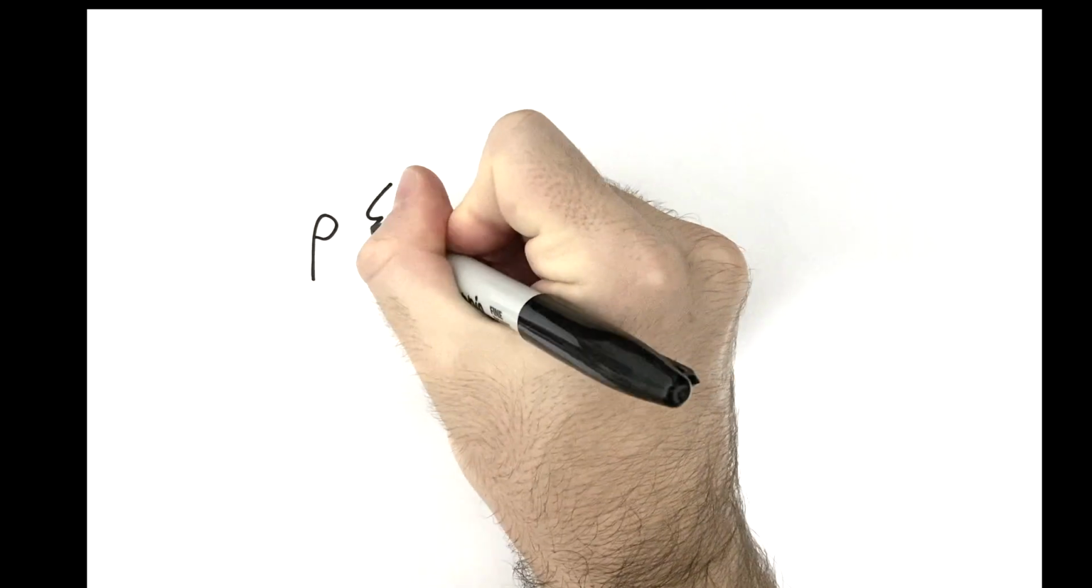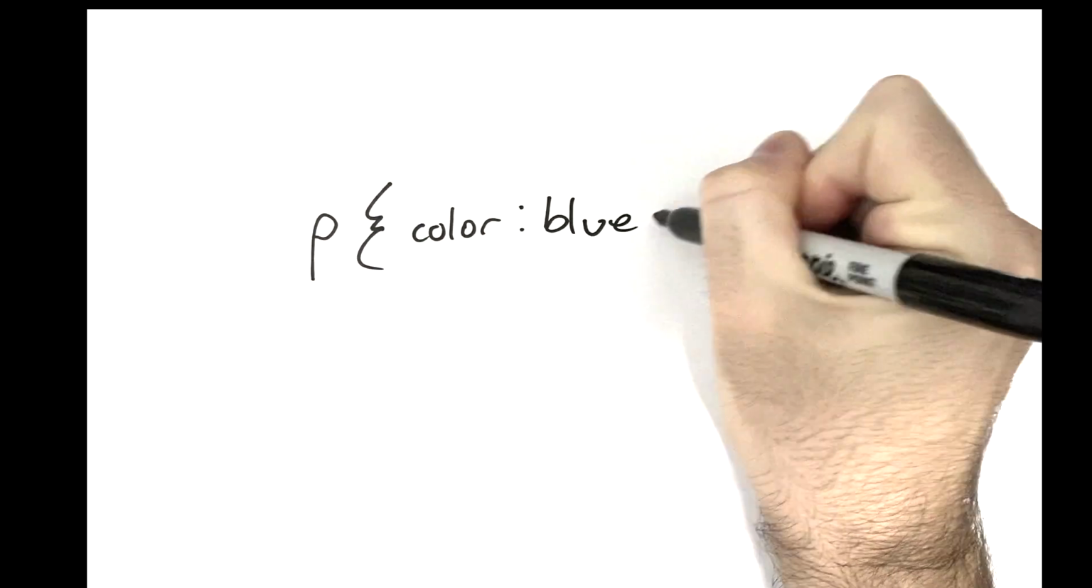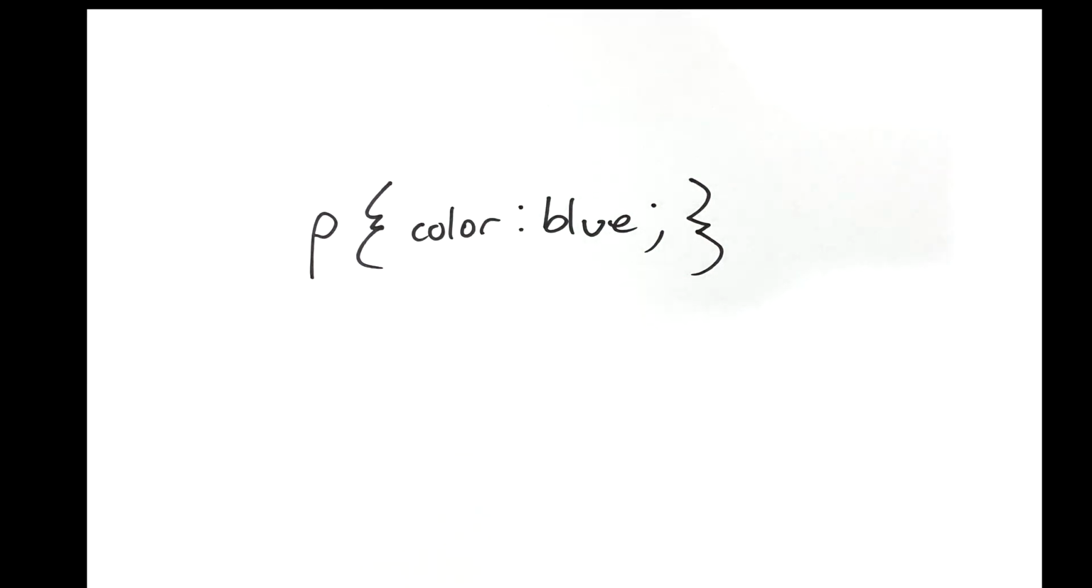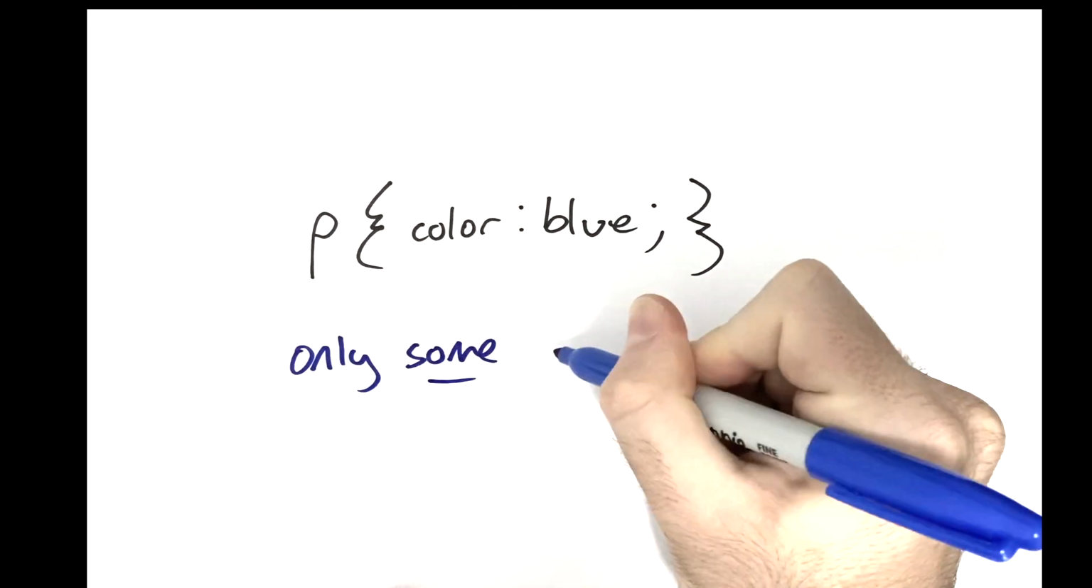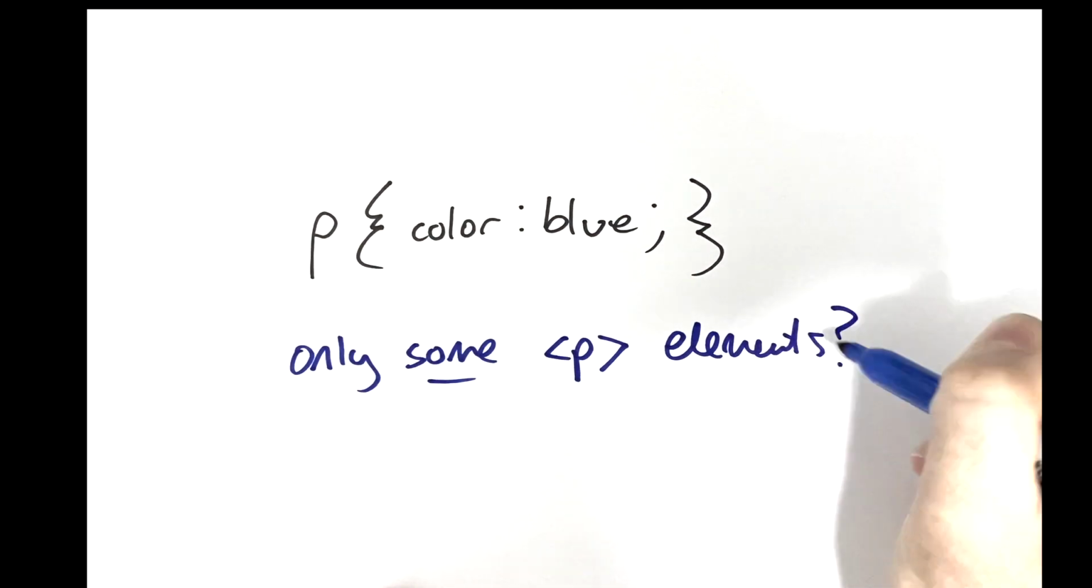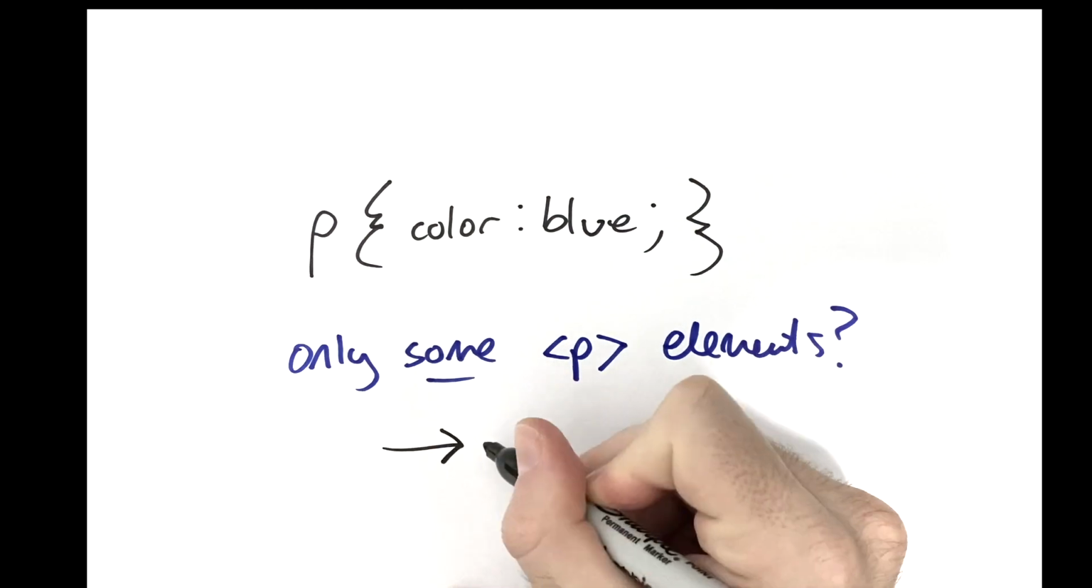In the previous video, we saw how we could write CSS rules to style all of your P elements, or all of your H1 elements, or all of your H2 elements. But what if you only want to style specific ones? Well, this is where classes come in.